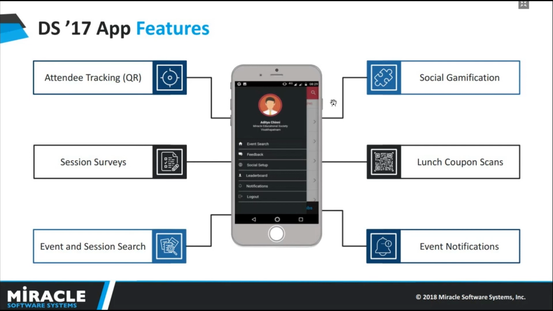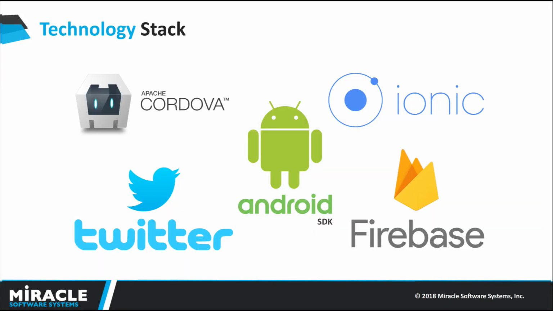In the event search, the attendee can search the details of the events or sessions. For social gamification, the attendee can link a Twitter account in the app and can tweet to gain points with the hashtag #DS17. And for lunch coupons, we scan the QR code of the attendees and assign the lunch coupons for their lunch. In the event notification, every attendee gets a notification sent from the admin reminding him of the upcoming events or sessions. So these are the main DS17 app features. Now let's move on to the next slide, that is the technology stack.